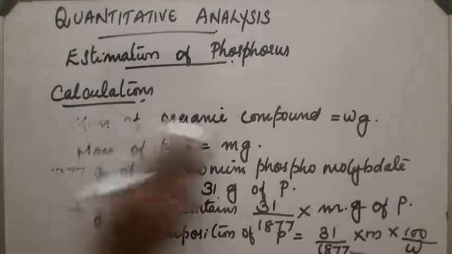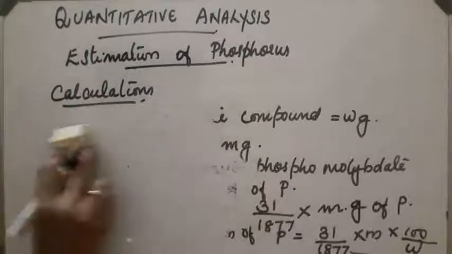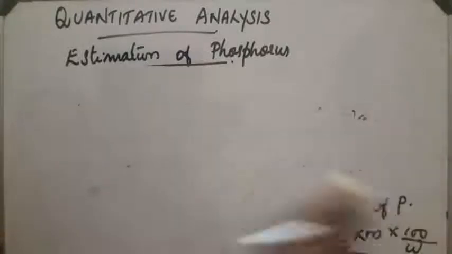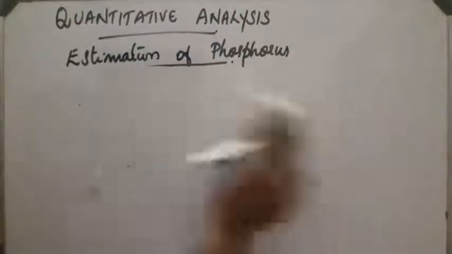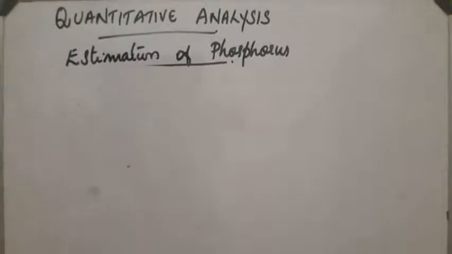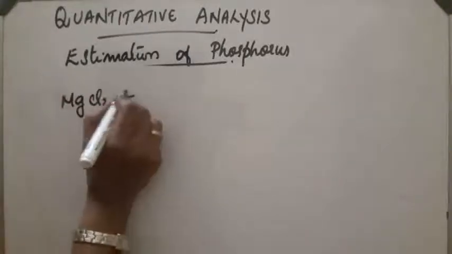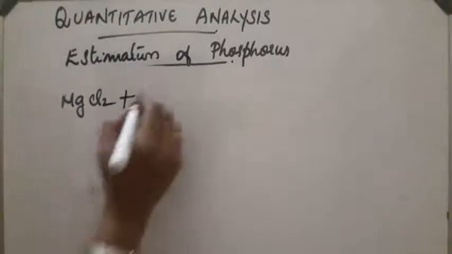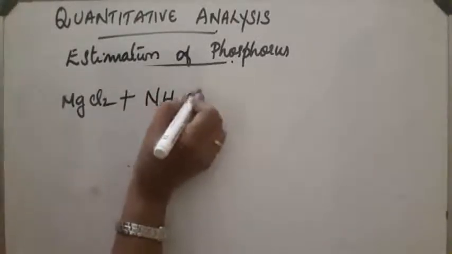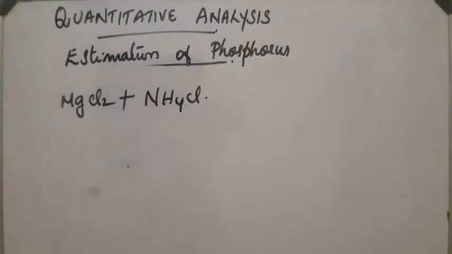The second method is by the use of magnesia mixture. Similar to this, in the Carius tube we are taking a known amount of the organic compound, then fuming nitric acid or sodium peroxide is taken, and magnesia mixture. Magnesia mixture is MgCl2 plus NH4Cl, which is taken into it.